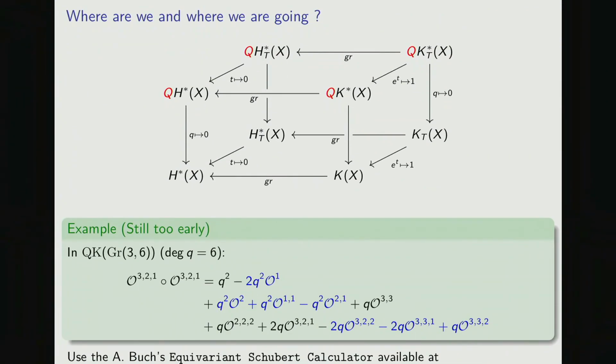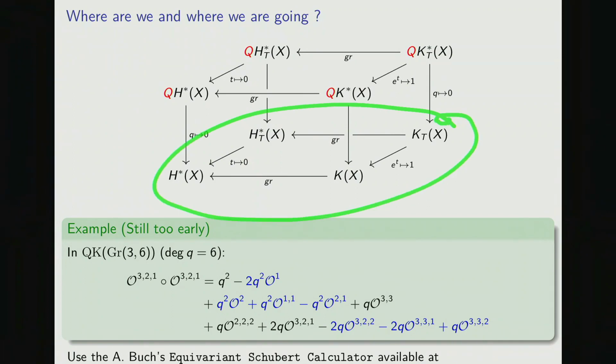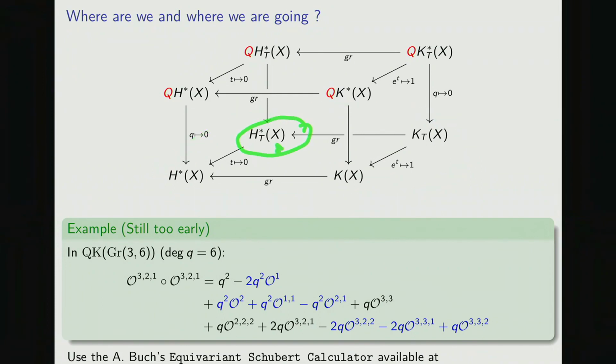By now, it was great to hear that we essentially covered everything on the bottom. So we know about equivariant, we know about cohomology, we know about K-theory. We've seen equivariant cohomology, and we've also seen equivariant K-theory. So now we're going to go one step upwards. We're going to add a Q to everything.